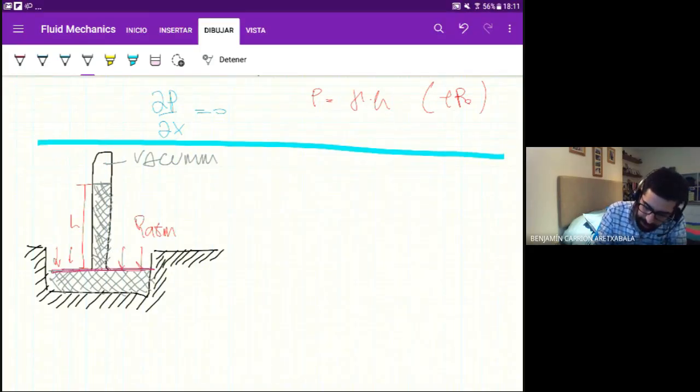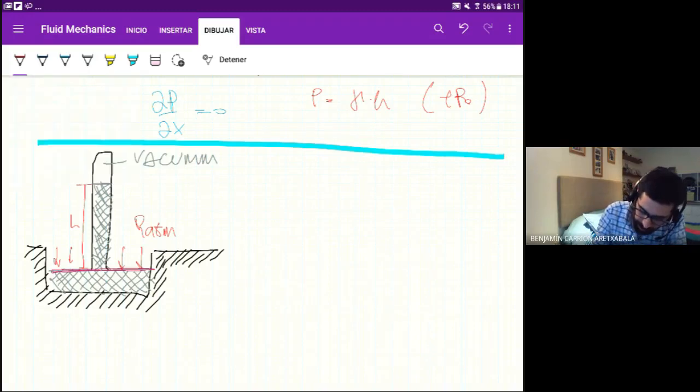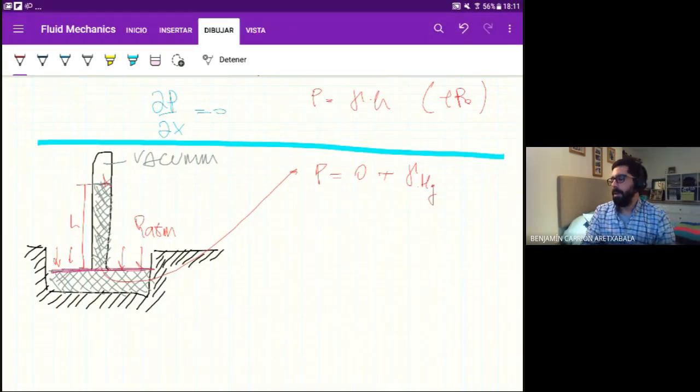So here the pressure, let me just switch back to red because I like it. So the pressure here is going to be the pressure here, which is 0 because there's a vacuum, times gamma of mercury. We're going to call mercury Hg, which is the initials of the element, times H.